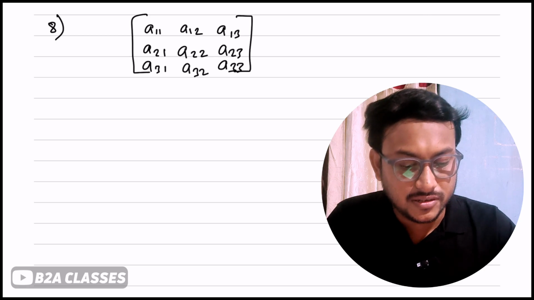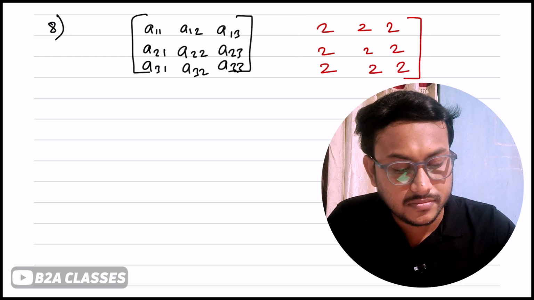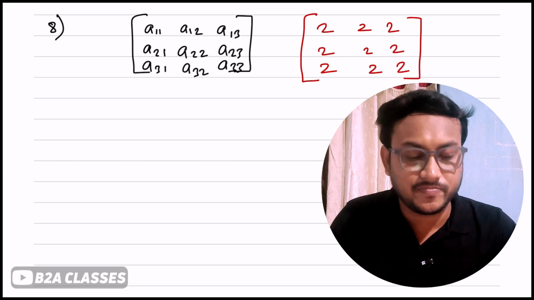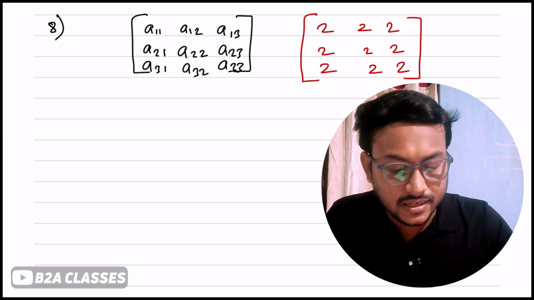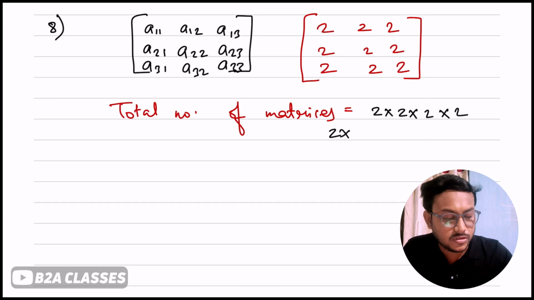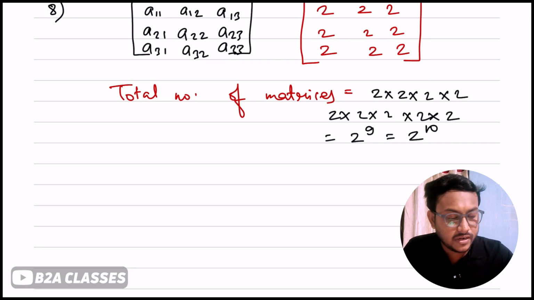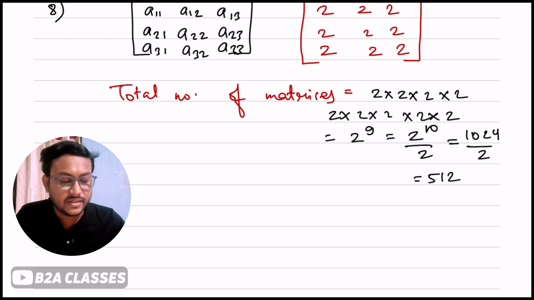So every element has two options. This 2 that we wrote is not an element, it is the number of options, and the options are 0 and 1. Now by the fundamental principle of counting, the total number of matrices that can be formed will be 2 into 2 into 2 into 2 into 2 into 2 into 2 into 2 into 2, which comes 9 times. So basically 2 power 9 is the total number of matrices. 2 power 9 is 2 power 10 divided by 2, and 2 power 10 is 1024, divided by 2 is 512. So this is the final solution for the given question.